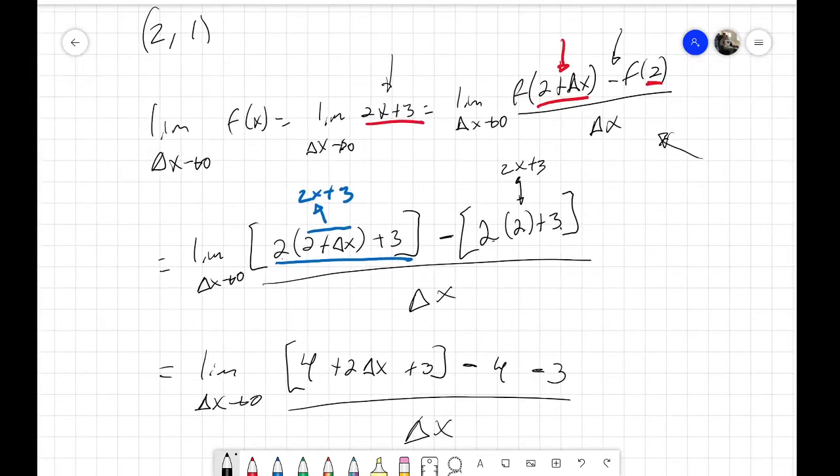Oh, actually, hold on. I just realized this is supposed to be 2x minus 3, not plus 3. Just when the screen crashed, I didn't notice that change.